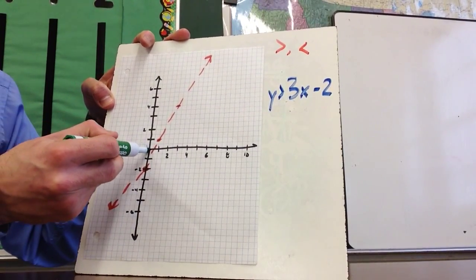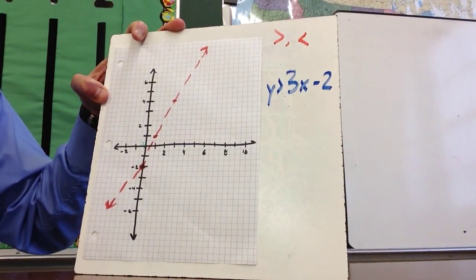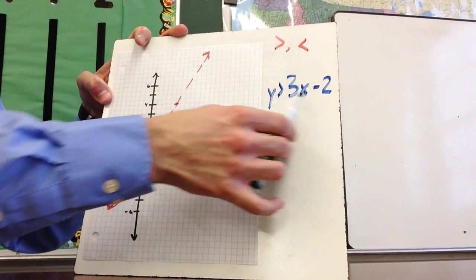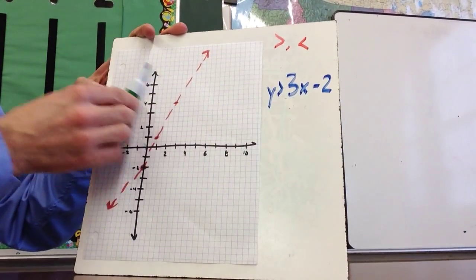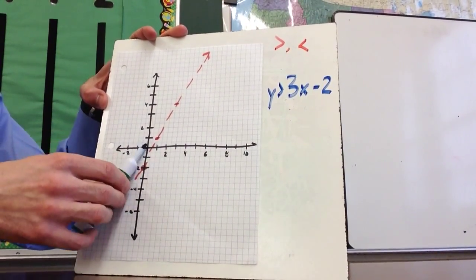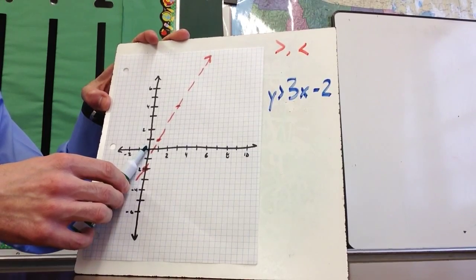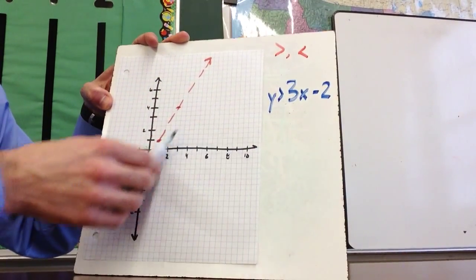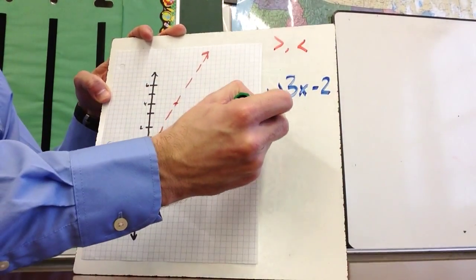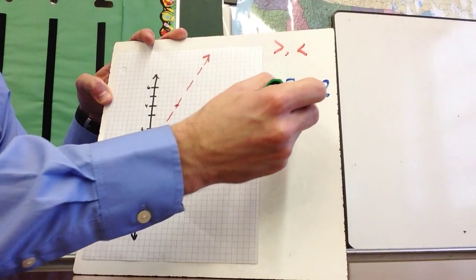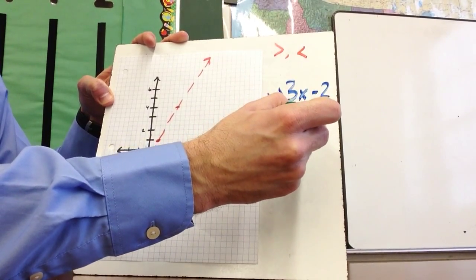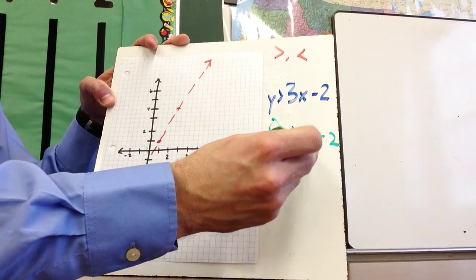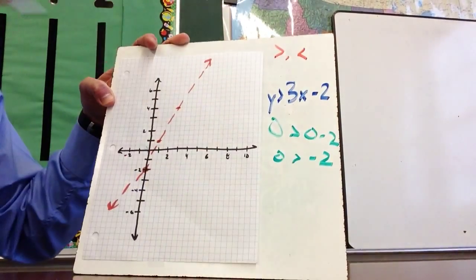So I'm going to pick this point 0, 0 to figure out if 0, 0 makes this inequality true, I'm going to shade this half of the line. If 0, 0 does not make this inequality true, it means this side is not true, which means I would shade this side of the line. So I'm going to put a 0 in for y, and then a 0 in for x. 3 times 0 is 0, so it becomes 0 minus 2. And so I've got 0 is greater than negative 2.